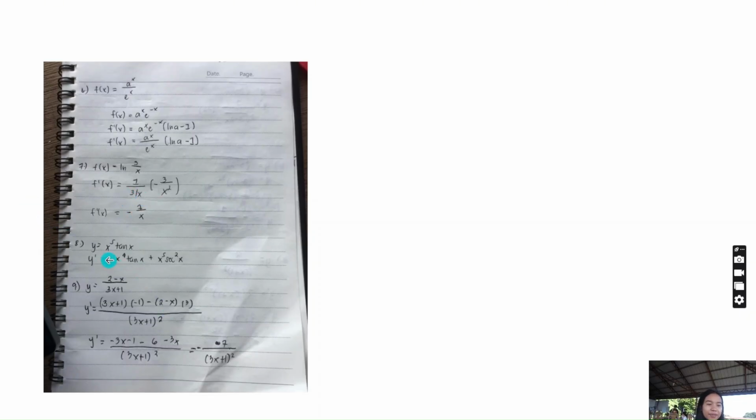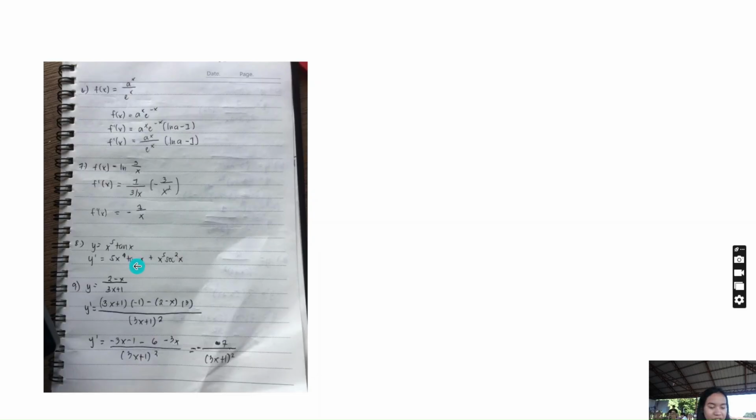Moving on to number 8, we are given y equals x to the fifth tan x. So this is also applying the product rule, and therefore we have obtained y prime equals 5x to the fourth, which is the derivative of our u, and then copy the tan x plus x to the fifth, copying the u.